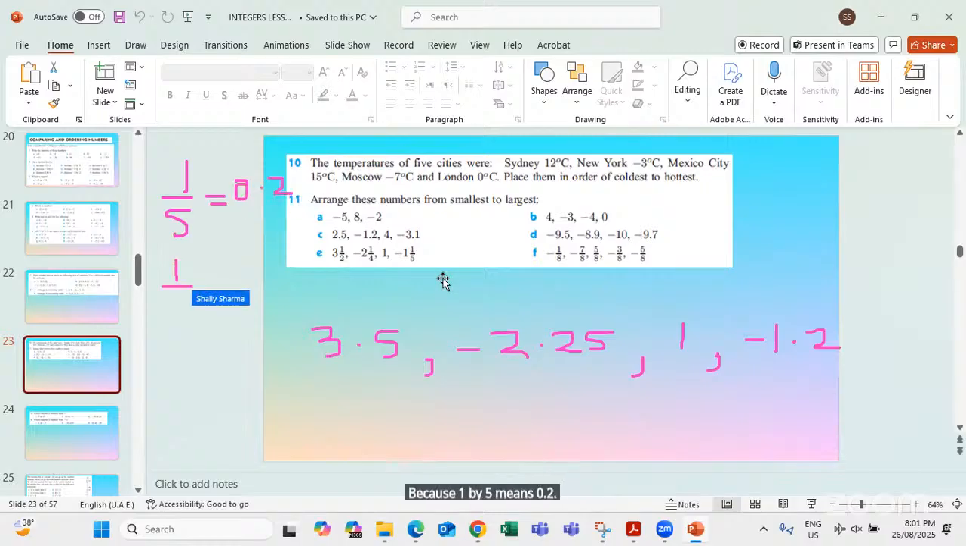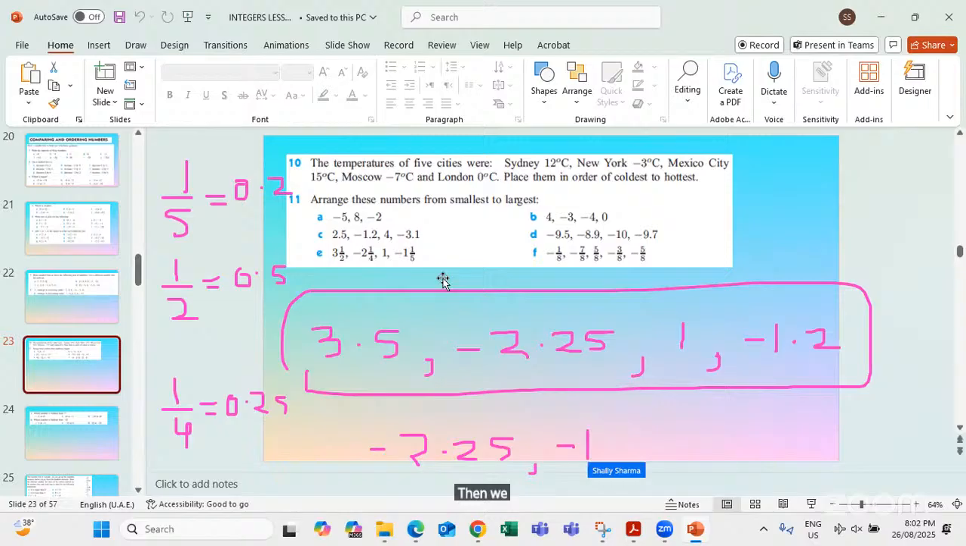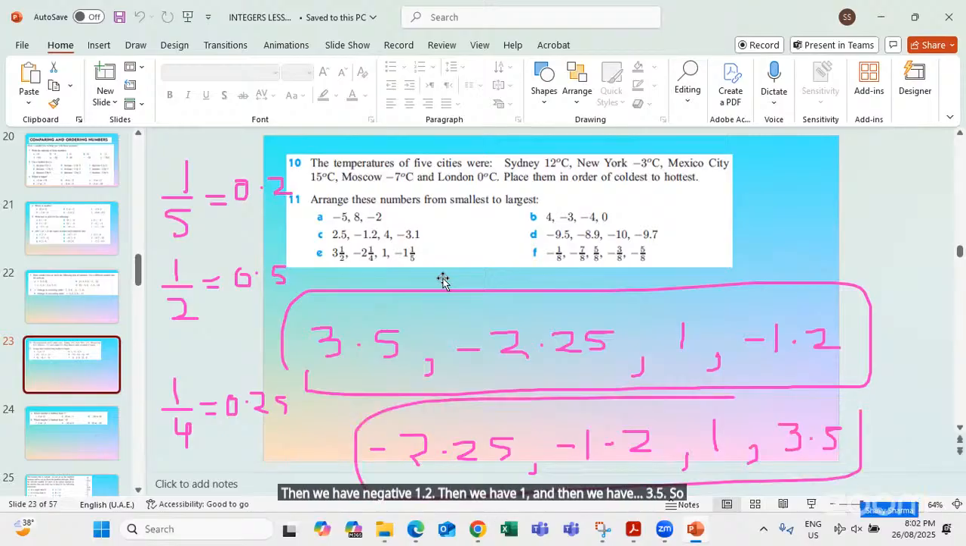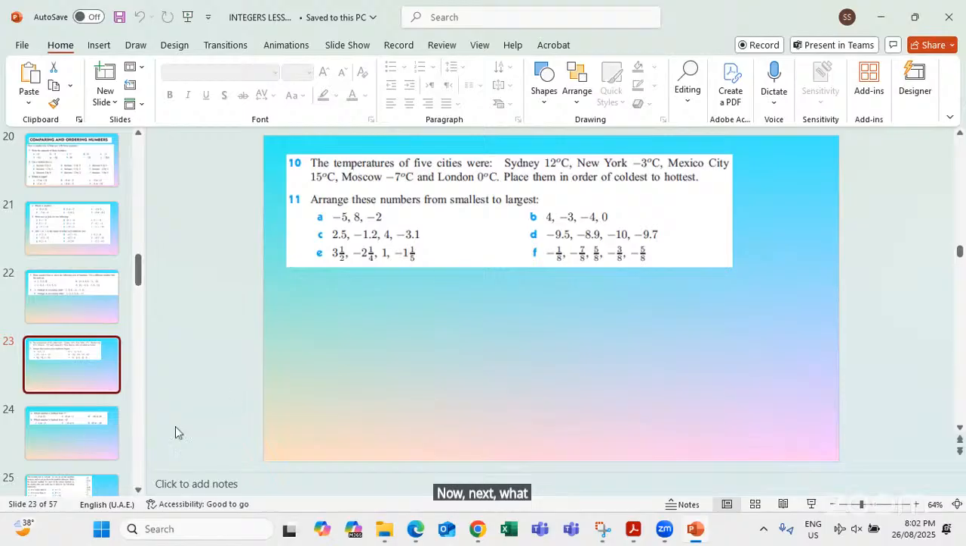1 by 2 means 0.5. 1 by 4 means 0.25. Now you can easily compare. The most negative number is minus 2.25. Then we have negative 1.2. Then we have 1, and then we have 3.5. So this is our answer. Now, next what we have to do here.